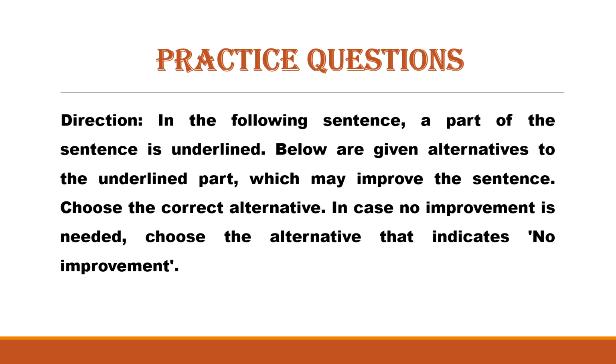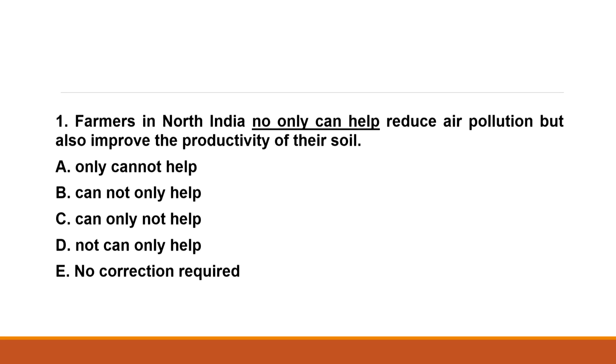In the following sentence, a part of the sentence is underlined. Below are given alternatives to the underlined part which may improve the sentence. Choose the correct alternative. In case no improvement is needed, choose the alternative that indicates no improvement. Fine. So, is it clear? Now, here is the first question. Start solving.